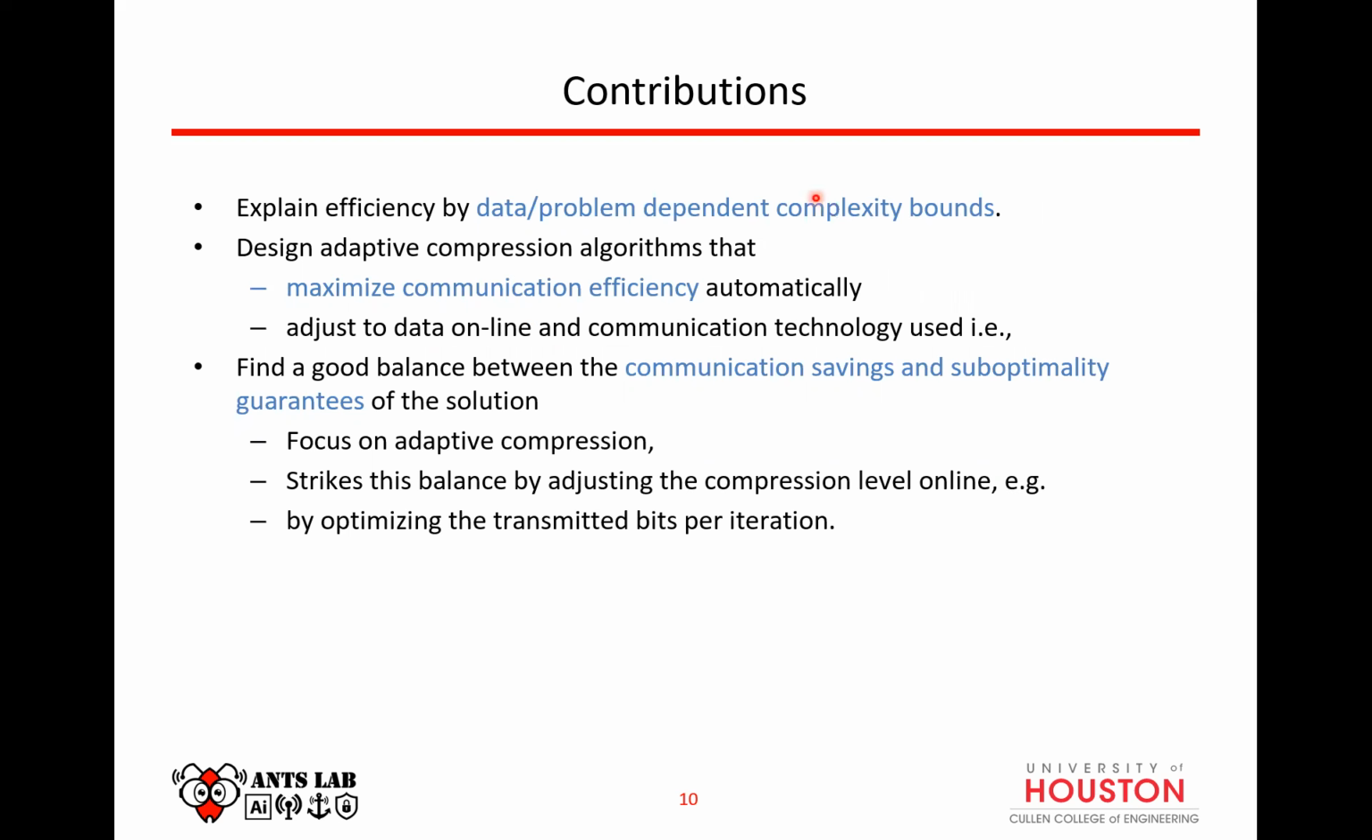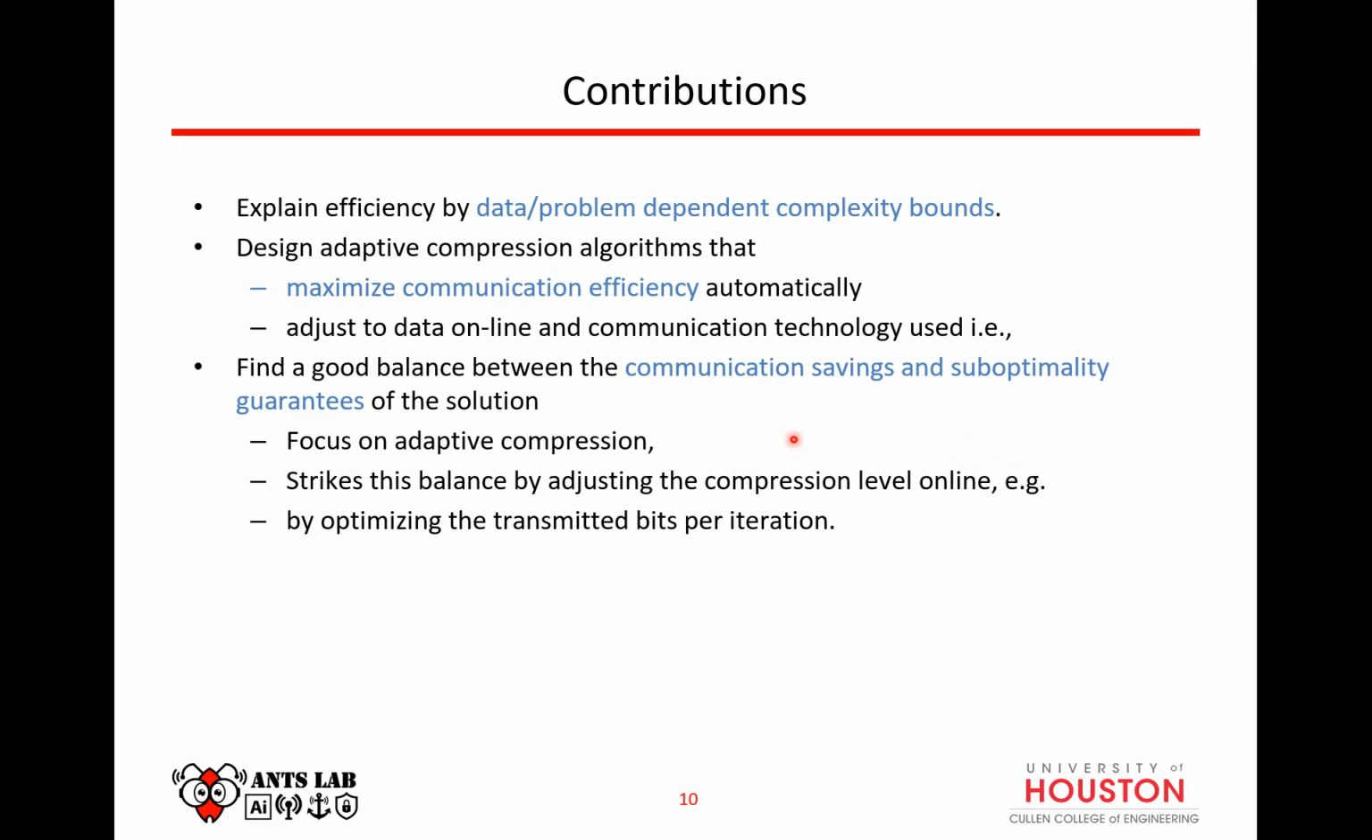First of all, they try to explain communication efficiency by using complexity bounds which are dependent on the data, so there are data or problem dependent bounds. And using those bounds, they try to design an adaptive compression algorithm, which will maximize the communication efficiency automatically. It also tries to adjust to the data it is applied on. It tries to find a good balance between the communication and the optimality guarantees.